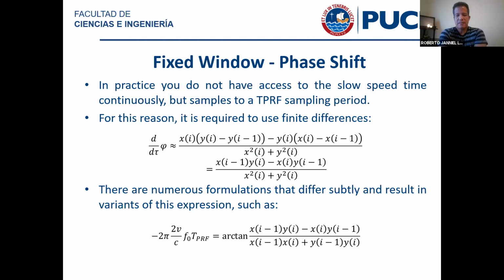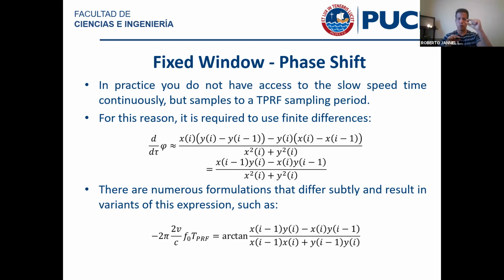Now, that's great, but in practice, of course, you don't have the slow time sampled continuously, because I fire at one time and then the next time and the next time. So we don't have the actual derivative of x and derivative of y with respect to tau. But what we can do at this point is finite differences. So the derivative of y, I can calculate it as y at the firing i minus y at the firing i minus 1.